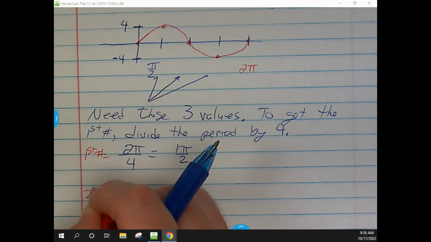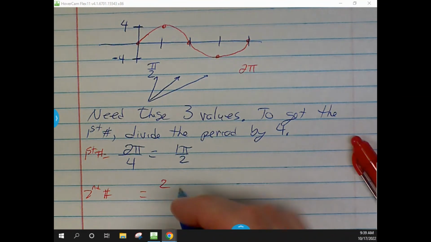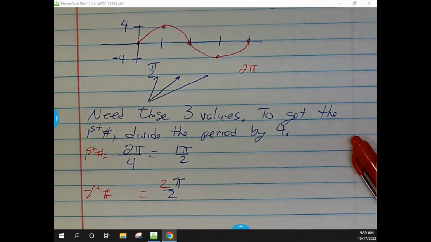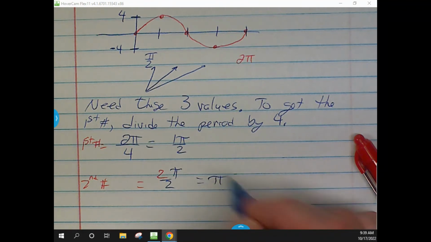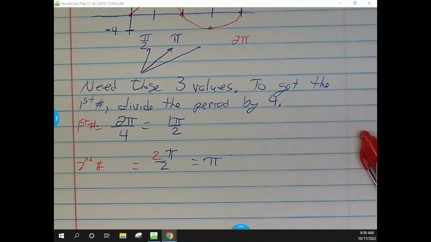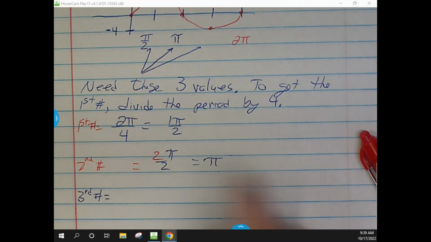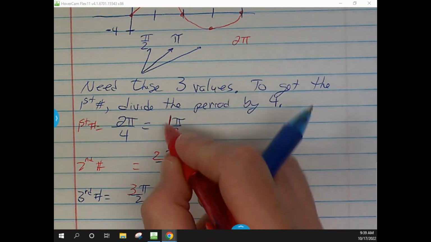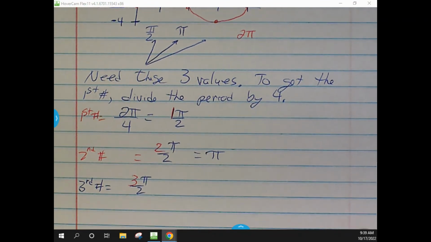If the first one is 1 pi over 2, then the second one would be 2 pi over 2, which, again, the 2's would cancel, so just make that pi. And then your third number would be 3 pi over 2. So there should always be a 1, 2, 3 order when you go through this one to get what you're going to do.